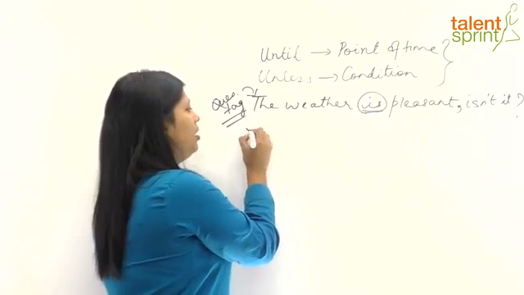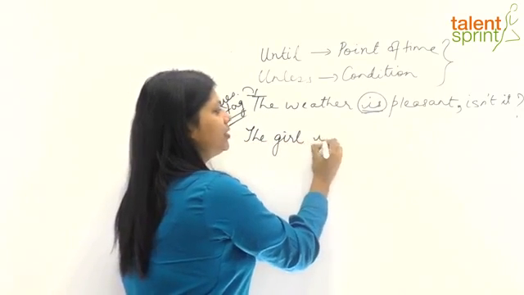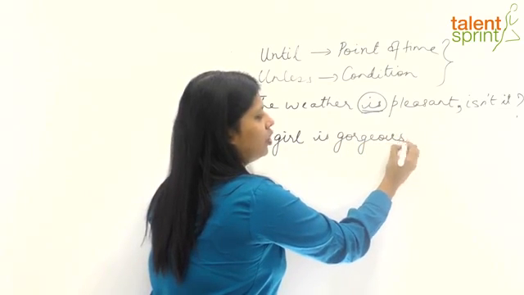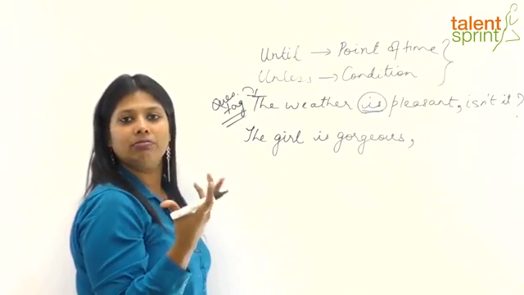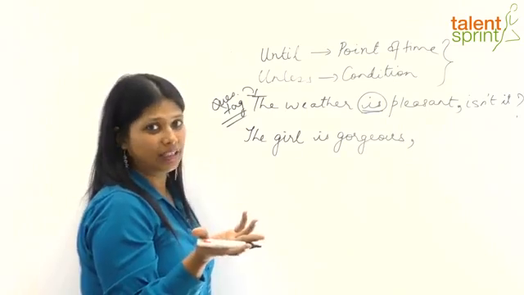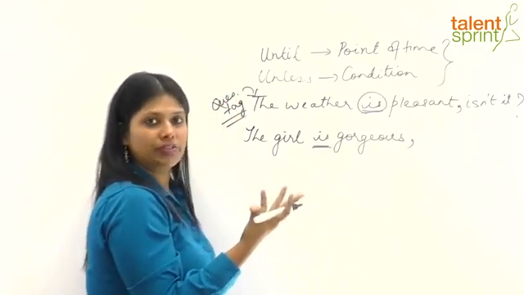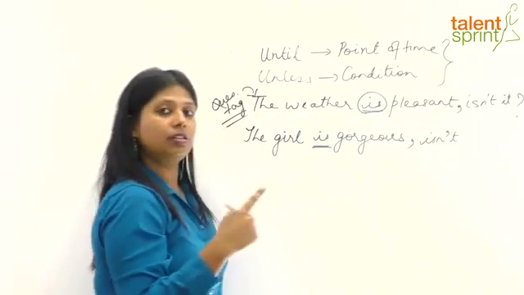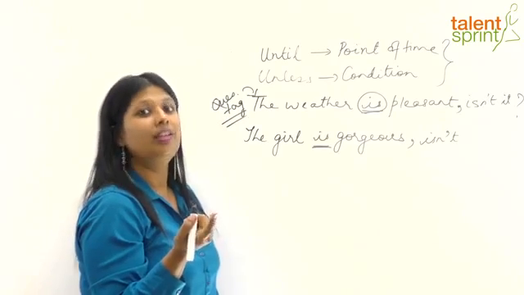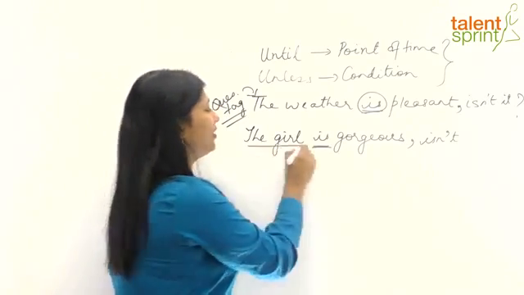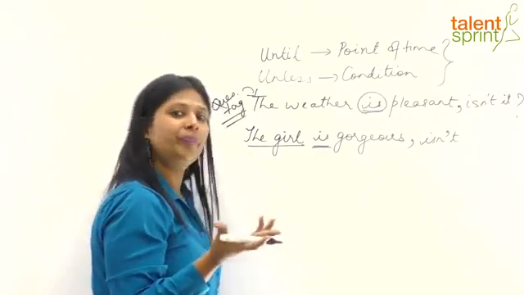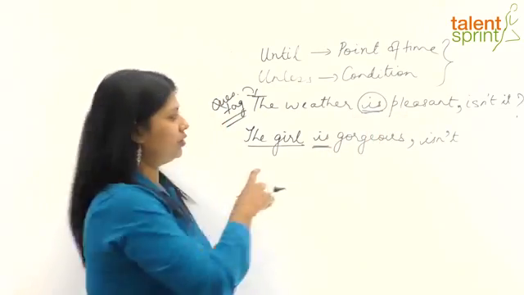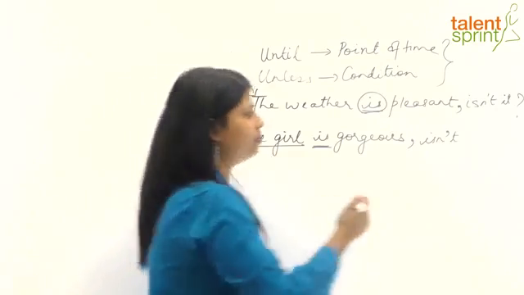The girl is gorgeous. Now what should I use here as a tag? Here you see it is again a positive statement. Is will change to isn't. Okay, isn't. Do we say it? No. Because who are we talking about here? We're talking about the girl, right? Isn't she? So the corresponding pronoun also has to change based on the subject that you're talking about. Okay, isn't she? Perfect.